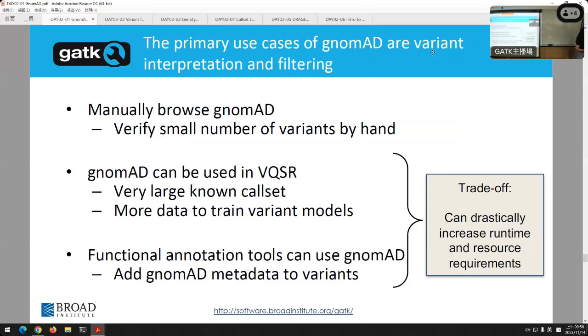gnomAD can also be used to train variant filtering models, although that will drastically increase your runtime and compute resources, but it allows you to take advantage of the large sample size of gnomAD. And you can use gnomAD in functional annotation tools so that you can add metadata from gnomAD into your own call set. So for example, you can annotate the allele frequency of a variant in gnomAD in your own call set so you can compare them.